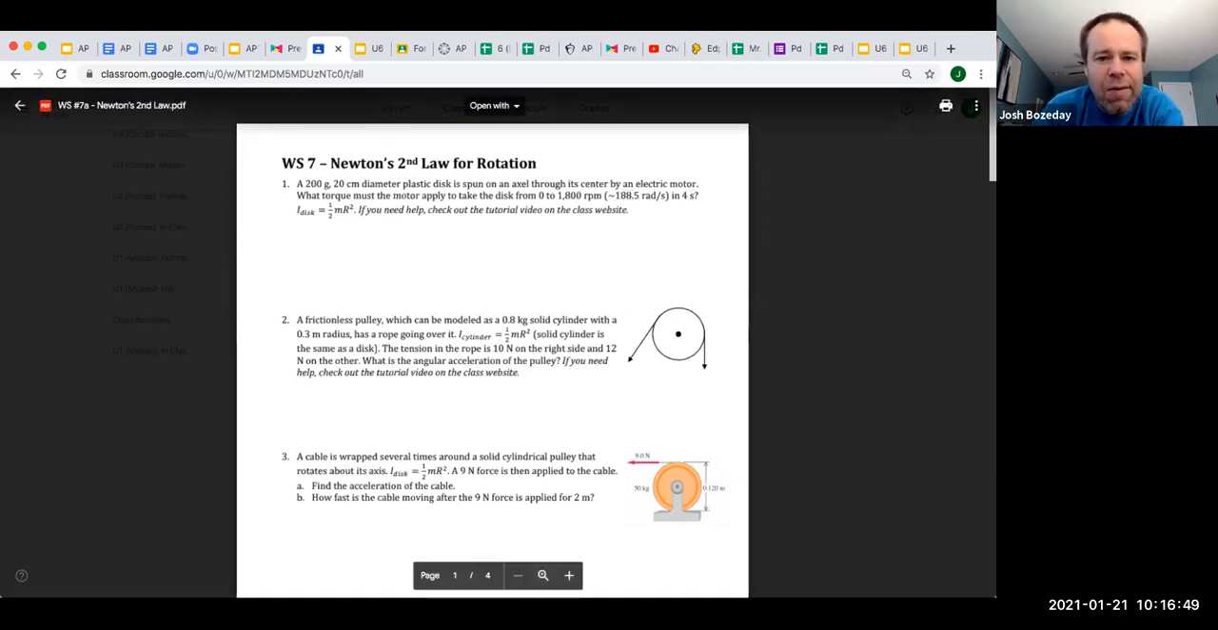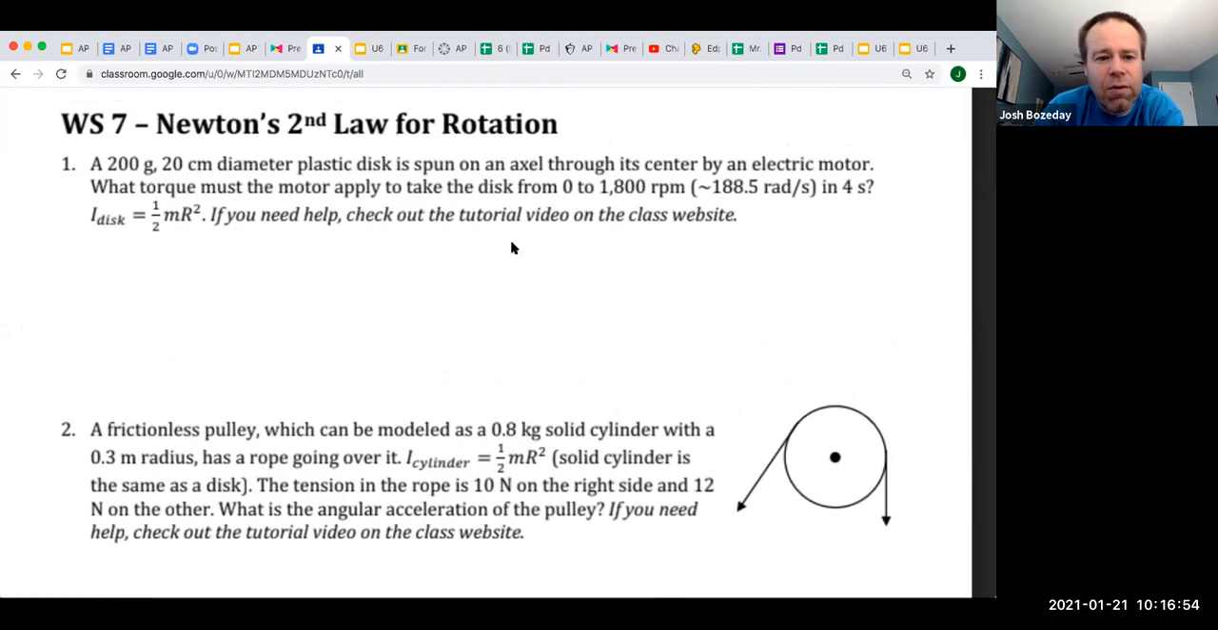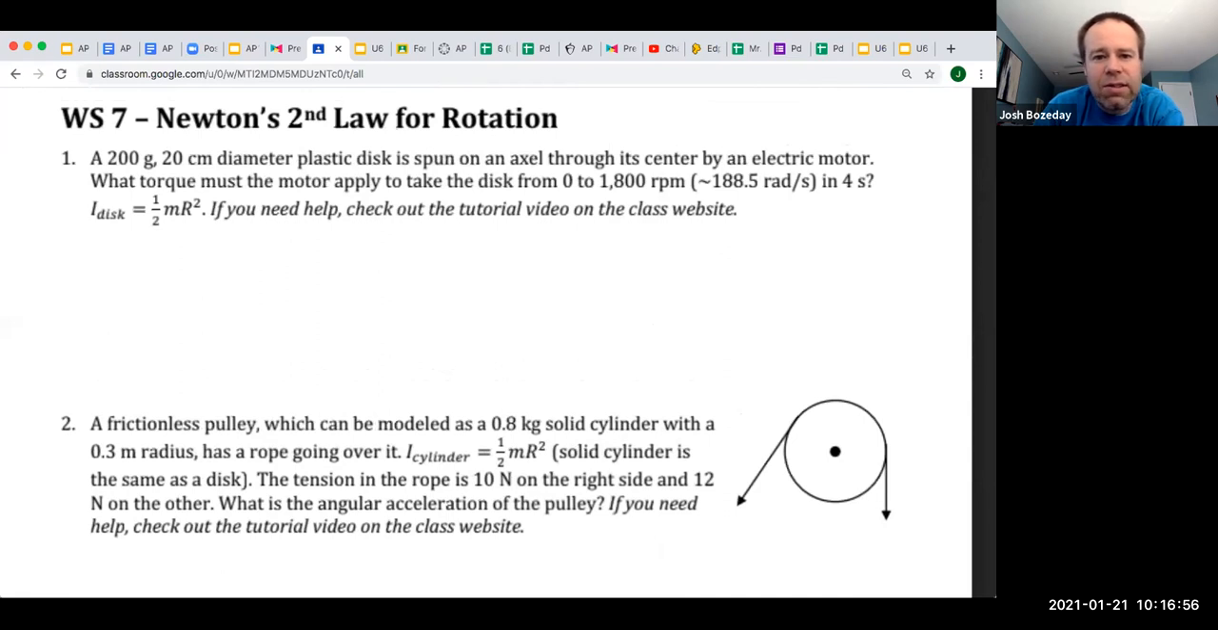Let me see if I can zoom in on this a little bit so we have a little more to work with. First of all, we want to figure out the torque. So we're going to go with net torque equals I alpha. That's what we're going to do. And this is our question mark. We want to find that. So that means we must be able to calculate a value for I and a value for alpha.